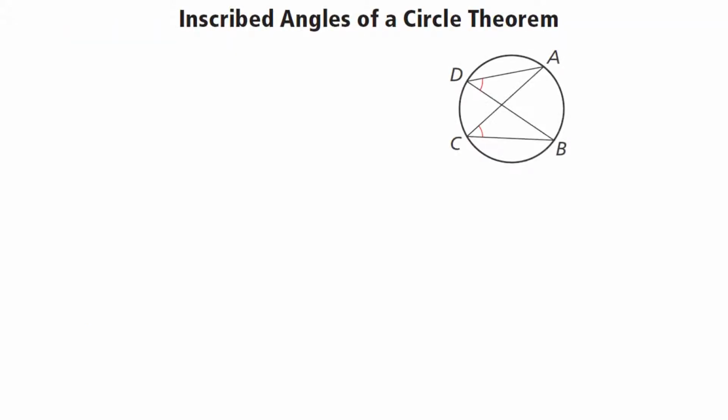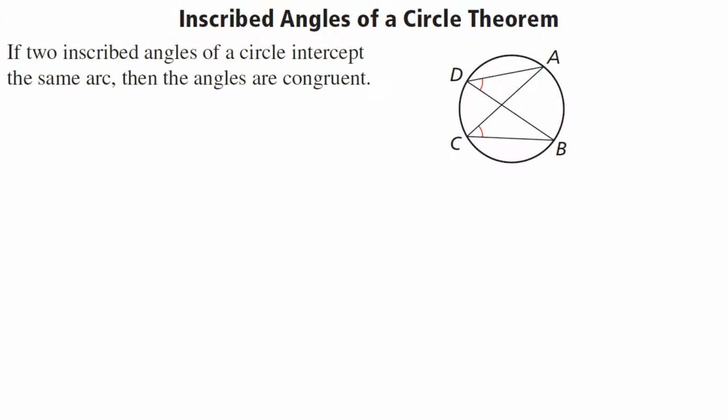So that brings us to this theorem that those inscribed angles are going to have to be congruent because the same arc subtends each of them. Arc AB subtends angle D, arc AB subtends angle C. So angle D and angle C have to be congruent. Angle ADB has to be congruent to angle ACB. And we basically just proved that in the previous example.